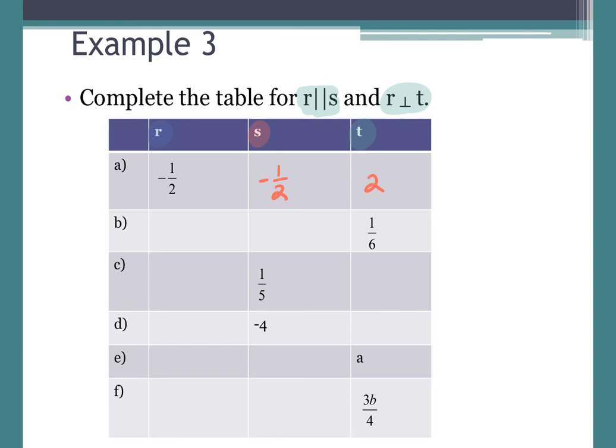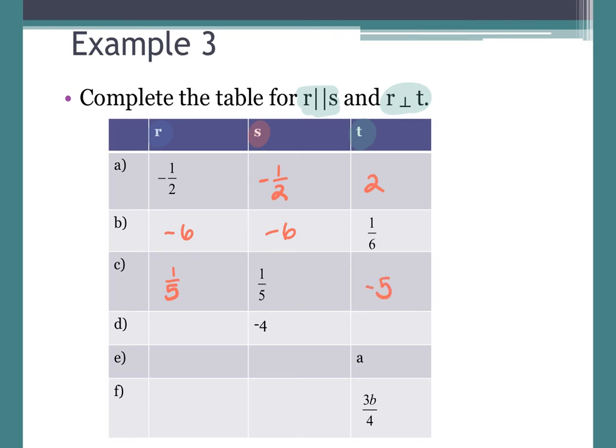So for B, it's giving you T. You've got to work backwards. If T is 1/6, what's R? Negative 6. And then S? Negative 6, because it's the same as R. C gives you S. So where can I go from there? R would be 1/5. And then from there, T? Negative 5.